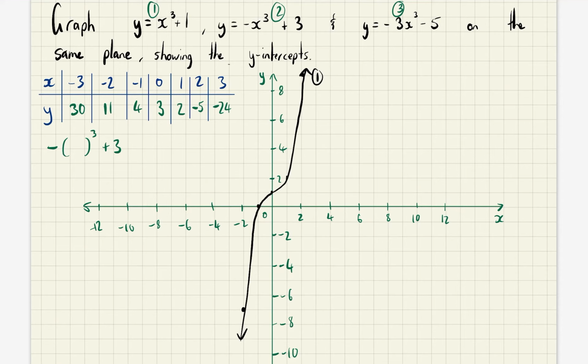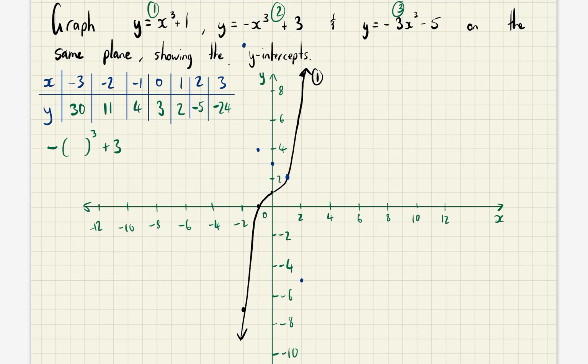Okay, so we'll do that again. So I'll do a different color this time. -3 will not fit on the graph. -2 and 11. It won't fit on the graph, but I'm going to plot it anyway. So that's going to be 8, 9, 10, 11. So that's where the dot is up in the question. Then -1, 4. Then 0, 3. Then 1, 2. 2, -5.